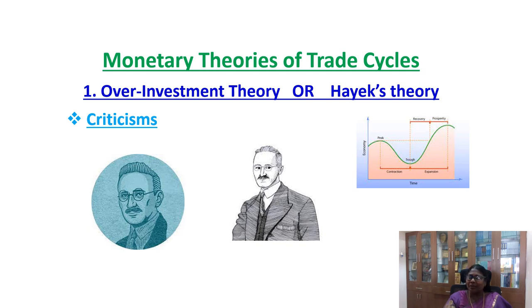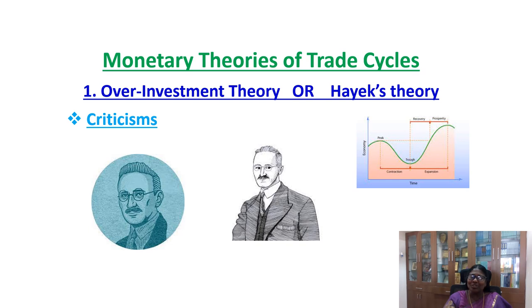At this time, banks will decide to reduce credit expansion. This will lead to rise in market rate of interest above the equilibrium rate of interest. Investment will fall, production declines, leading to depression. Finally, I would like to address the criticisms of Hayek's theory of trade cycle.